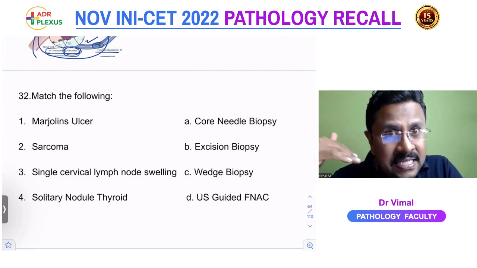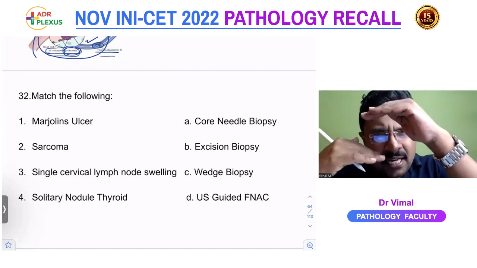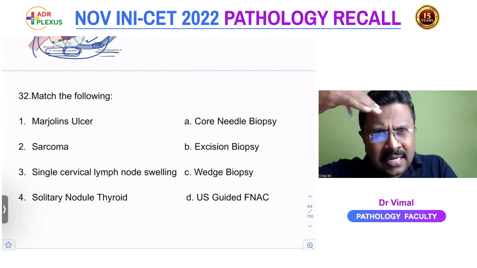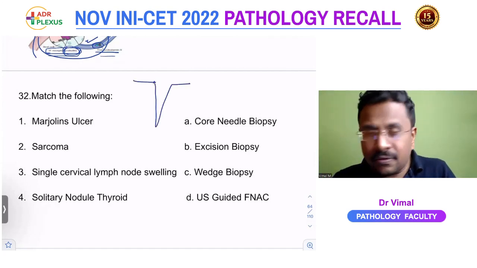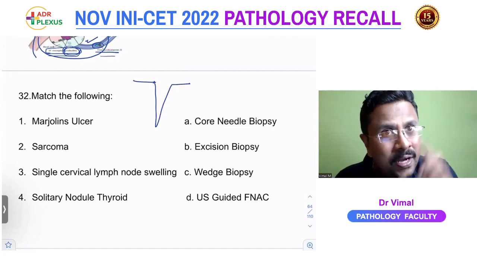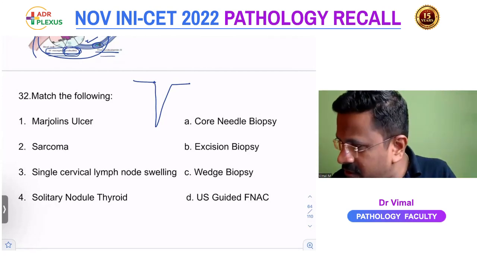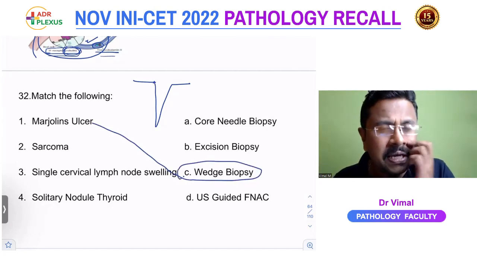So we want to know whether there is a squamous cell carcinoma developing in the Marjolin's ulcer. To know that it is a carcinoma, you should prove that there is an invasion of the tumor. So you need deeper tissue to prove invasion. Only a wedge biopsy can provide you such deeper tissue to assess the invasion. So for Marjolin's ulcer, you will be doing a wedge biopsy.